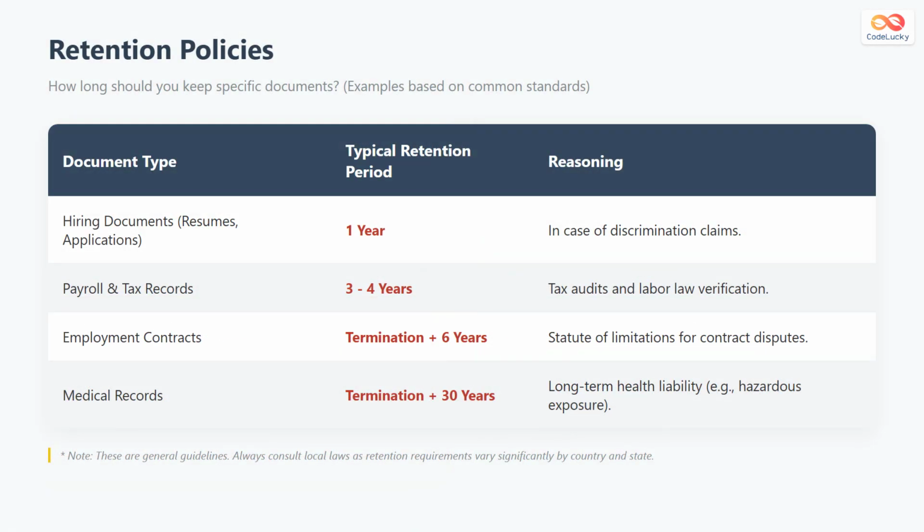A common question is, how long should I keep these files? While laws vary by region, here are some general examples. Hiring documents are often kept for 1 year. Payroll records might be kept for 3 to 4 years. Employment contracts are usually retained for 6 years after termination. Medical records often have very long retention periods, sometimes up to 30 years.